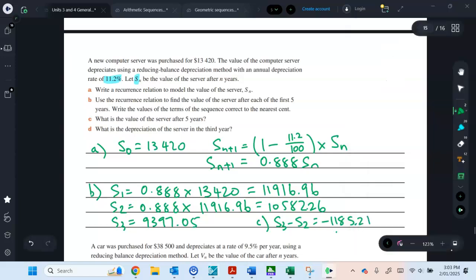So that means it depreciated by, you don't write the negative sign there, otherwise it's wrong. All right, so technically I should have done S2 minus S3, but the negative is just the depreciation. So it's depreciated by $1,185.21.